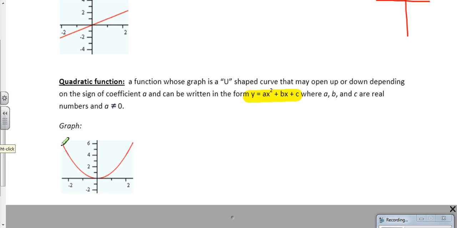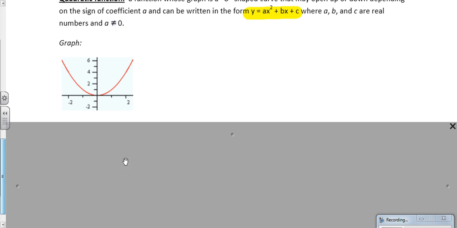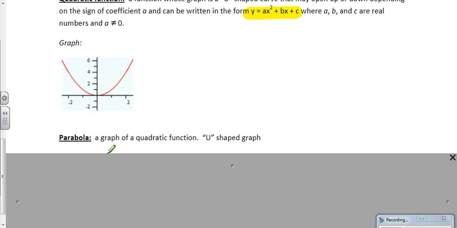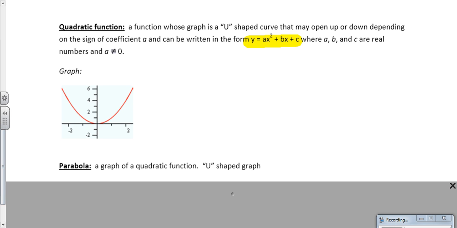So again, here's an example. Notice it's U-shaped and not a V shape. That makes it parabolic. Then a parabola is a graph of a quadratic function. So this, as I mentioned, this quadratic function is also called a parabola, and that would be called a parabolic function.